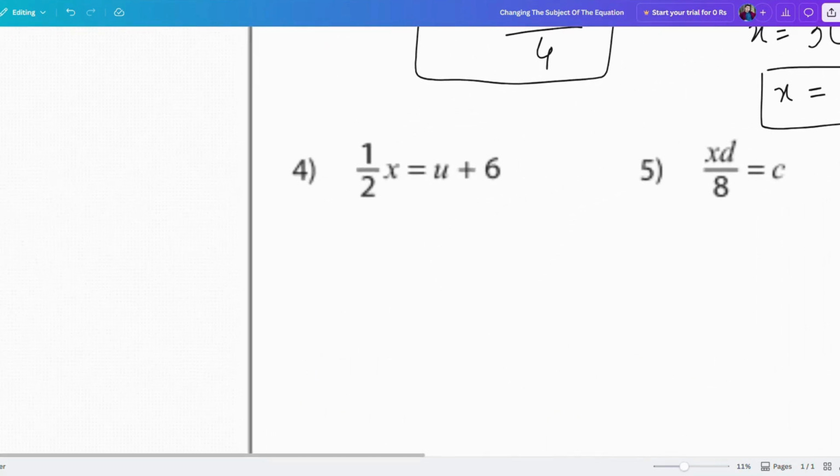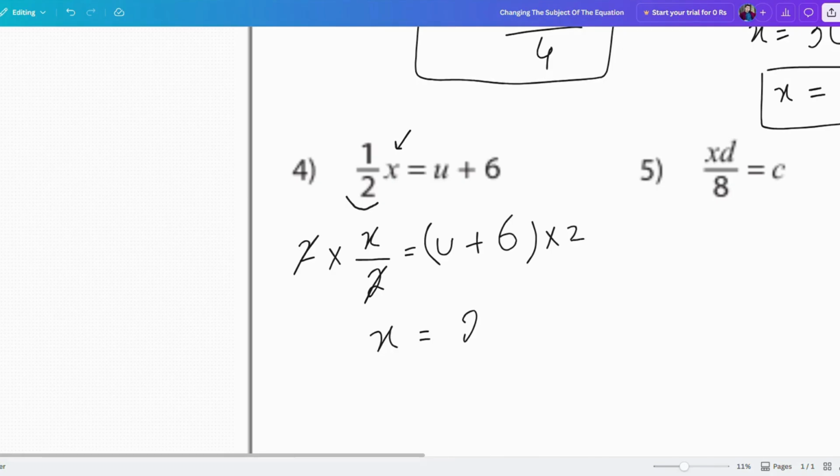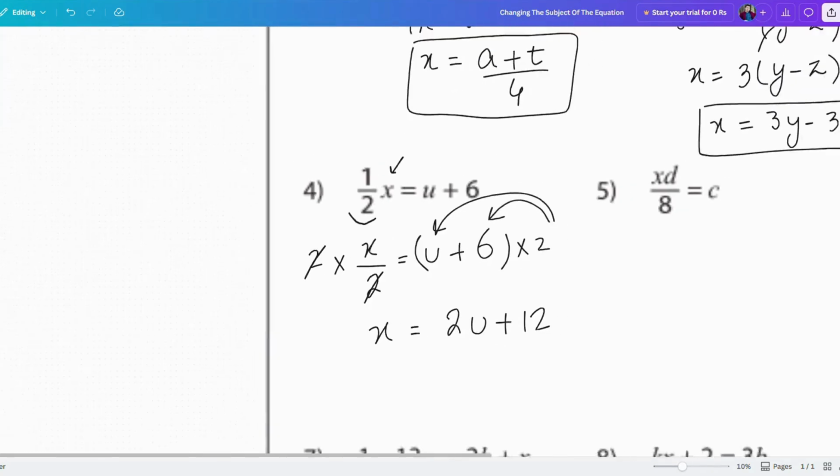For this one, always understand one thing: whenever you have a fraction getting multiplied with a whole number, always write it down this way, x over 2. It will make it easier for you to solve the question, okay? After that, I will multiply both sides by the 2. When I do this, 2 will cancel out with this 2, and I will be left with x is equivalent to 2u plus 12, okay, because this 2 will be distributed one by one, this way.